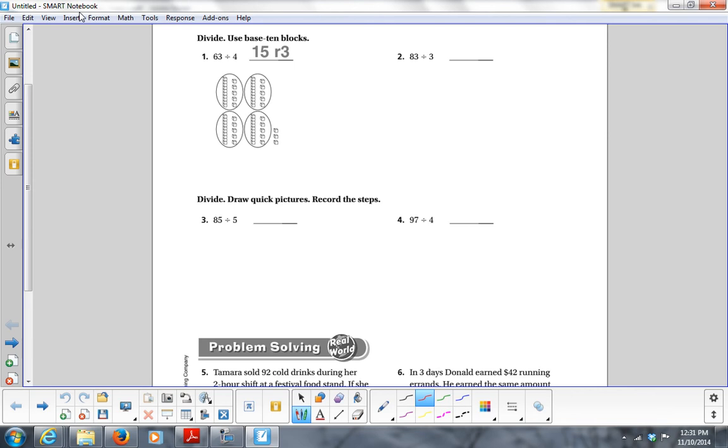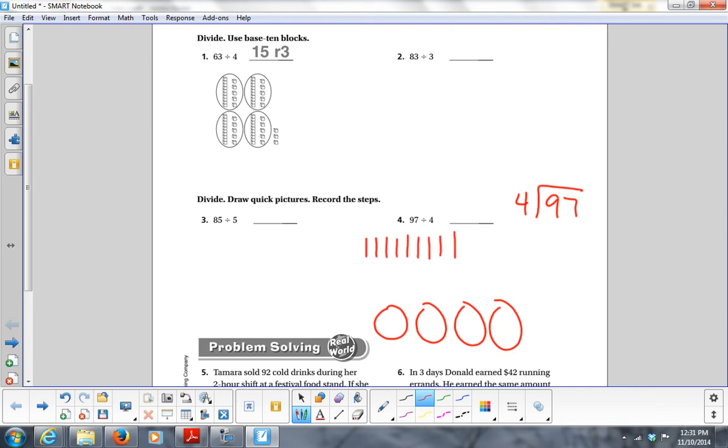Okay, so what I mean by record the steps, just like this. How many circles am I going to have? 4. How many lines? 9. How many squares? 7. 4, 5, 6, 7. Good. First thing I'm going to do is I'm going to take 4 and divide the 9 tens, which is 90, right?